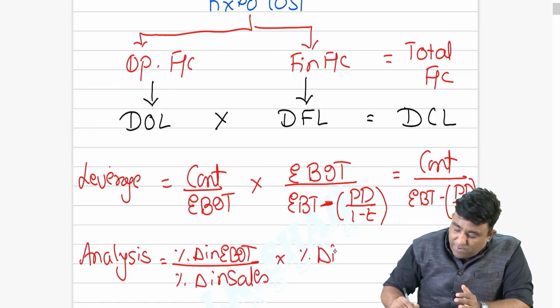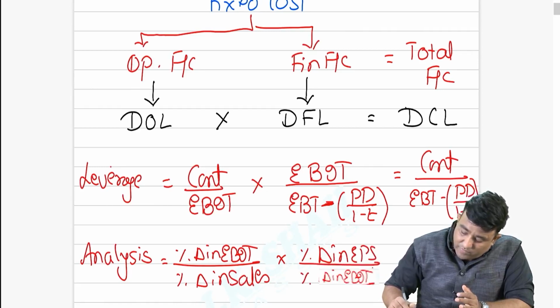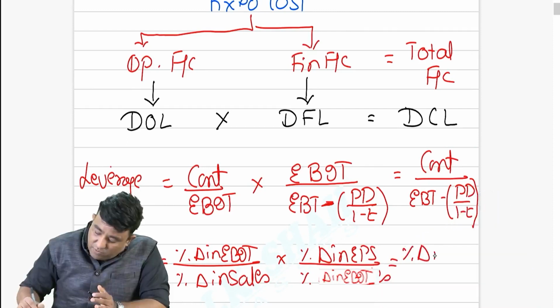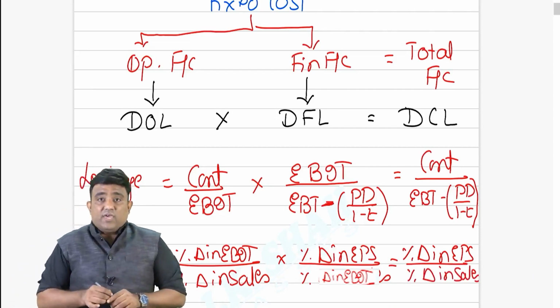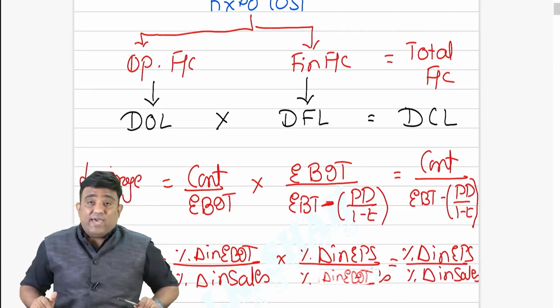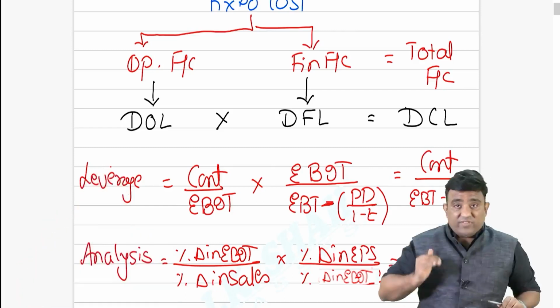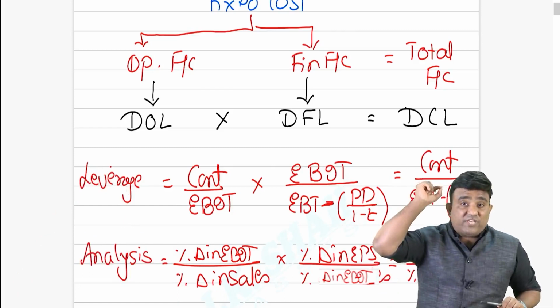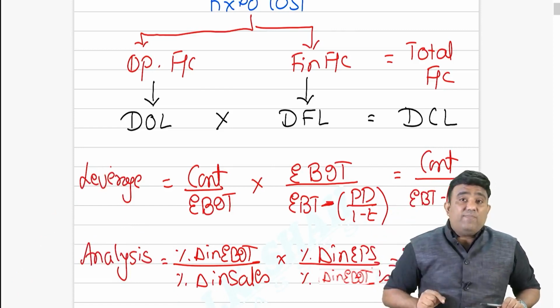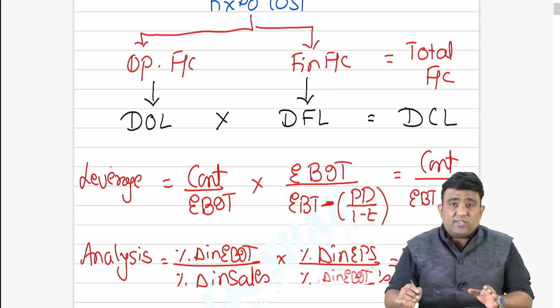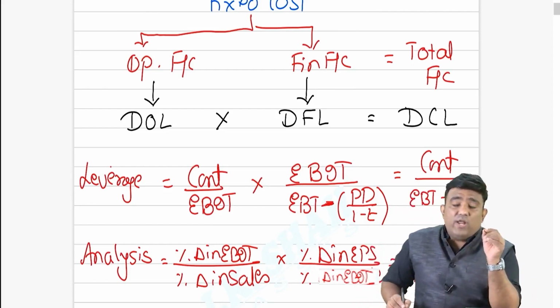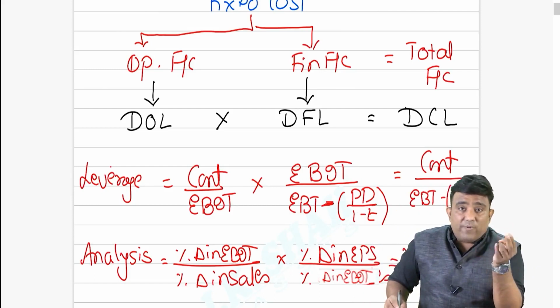Financial leverage is the impact on EPS due to change in operating profits. And if I combine them, the formula I can derive is percentage change in EPS upon percentage change in sales. So I can easily say the impact of sales on EBIT is operating leverage. The impact of EBIT change on EPS is financial leverage. And the impact of change in sales on change in EPS is combined leverage. So students, this is the overall concept of formulas of combined leverage along with operating and financial.